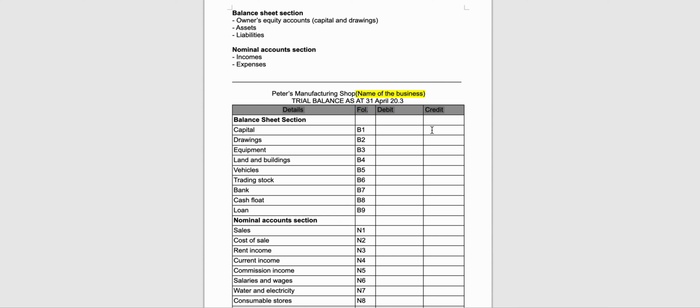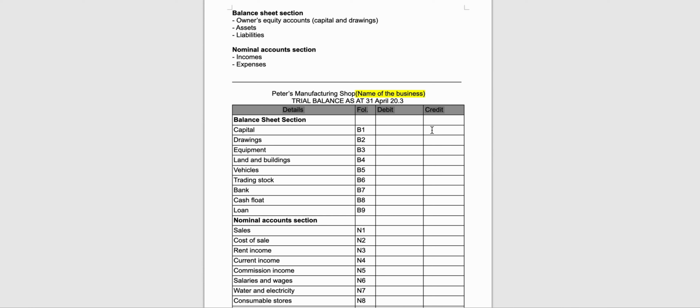So let's get into today's lesson. We are going to discuss the trial balance format so that you can know what exactly is happening in the trial balance. What are all these accounts which are in the trial balance? How do we get it to balance at the end of the day?